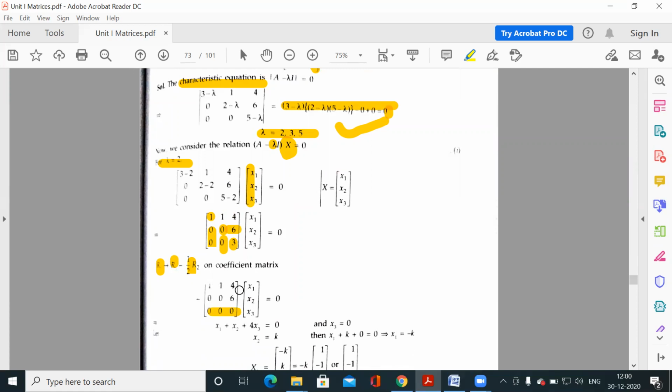और इकोलोन फॉर्म में जब मैट्रिक्स आ जाती है तो the number of non-zero rows is the rank of that matrix. सो दिस इज नॉन जीरो रो, दिस इज नॉन जीरो रो. So there are two non-zero rows. Clear? First is non-zero, second is non-zero. So there are two non-zero rows. That means this matrix has rank 2. So rank 2, and which is less than the number of variables. That means now this system has non-trivial solution. So we have to find out that solution.